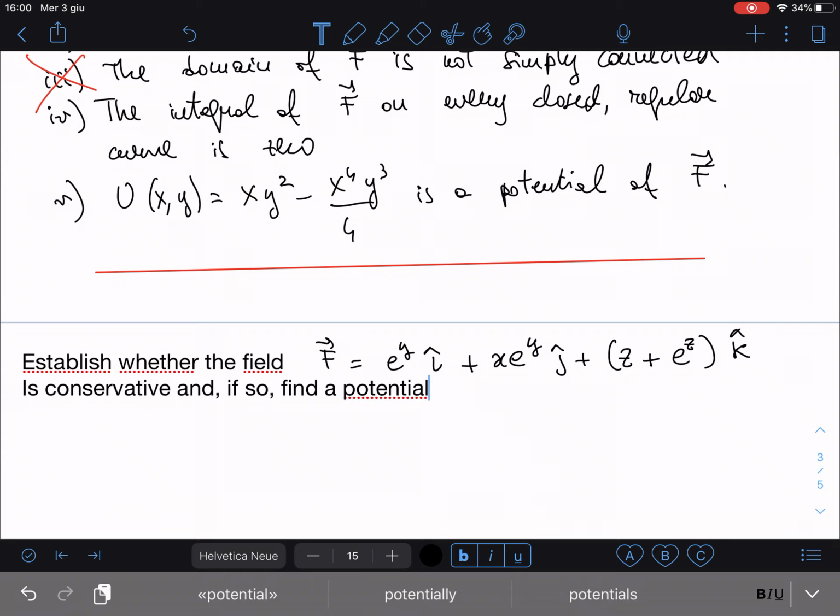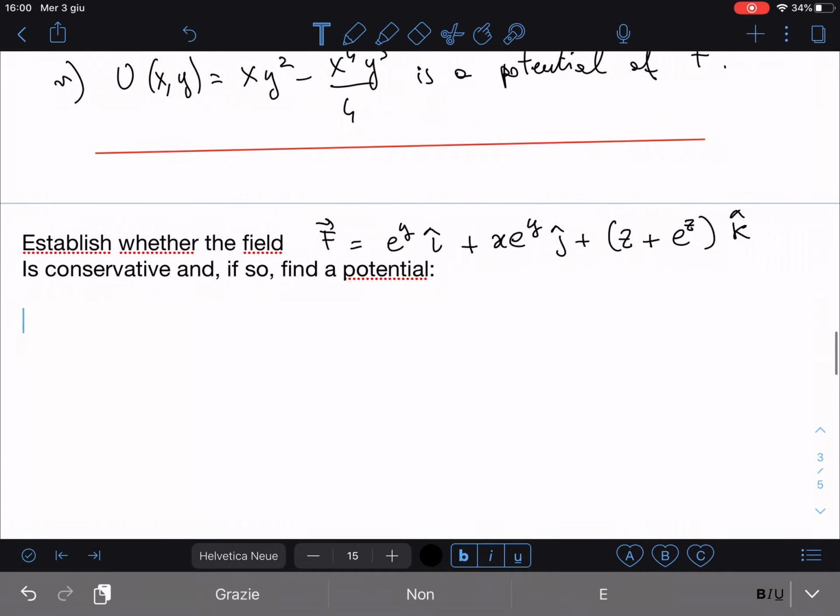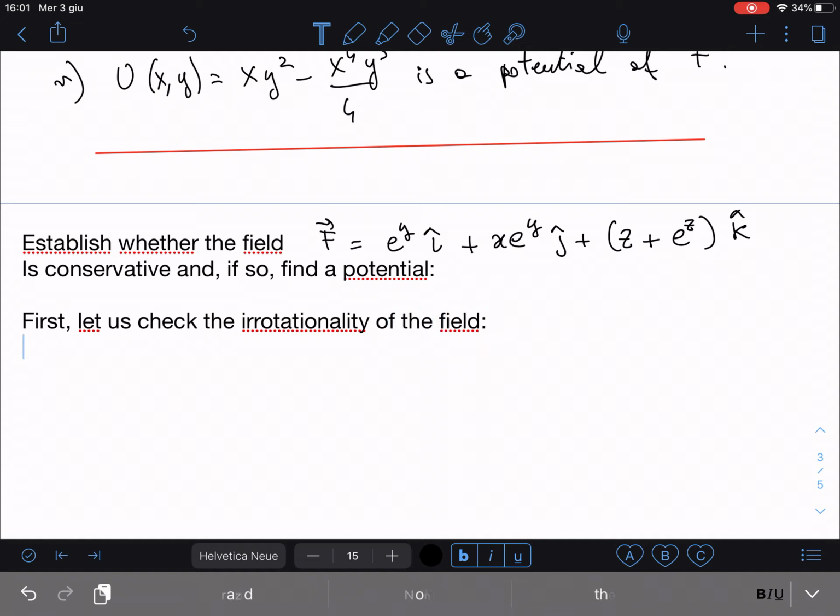So exactly as before, let me try to solve this exercise, and again we look for irrotationality. So first we check the irrotationality of the field, which is, as you know, a necessary but not sufficient condition. Which means first compute the components of the curl.